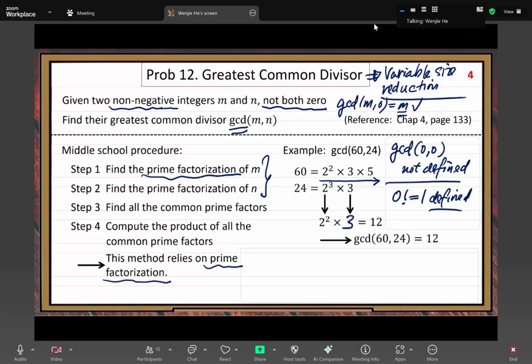So the question is, is this a good algorithm? Definitely it is an algorithm. It is based on the prime factorization technique, relying on this technique. If you want to think about whether it is a good one or a bad one, you need to consider the question.